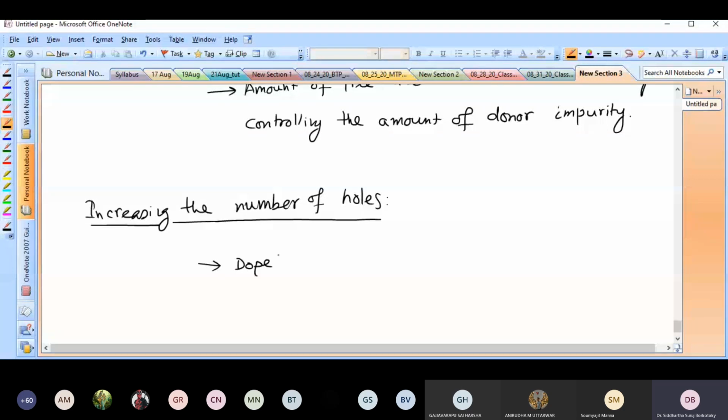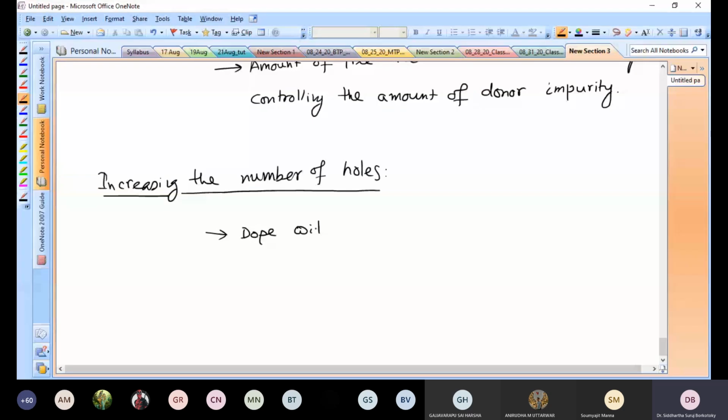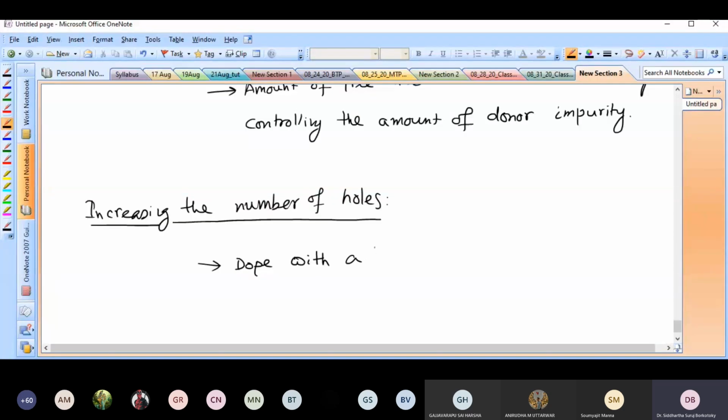dope with a trivalent impurity. So what is a trivalent impurity? A trivalent impurity has 3 valence electrons. So for a pentavalent you have 5. So trivalent, of course, it has 3 valence electrons.